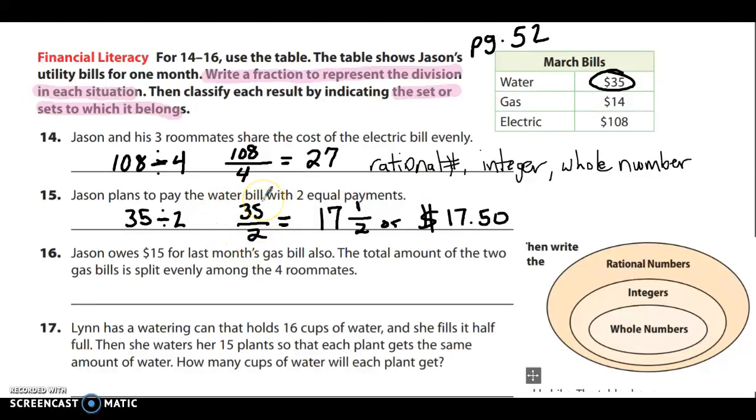What kind of number is 35 halves? Is it an integer? No, integers have to be whole numbers. They can be positive or negative. Is it a whole number? No, 17.5 is not a whole number. There's only one kind of number that it is. It's a rational number. So we need to include that off to the side: rational number.